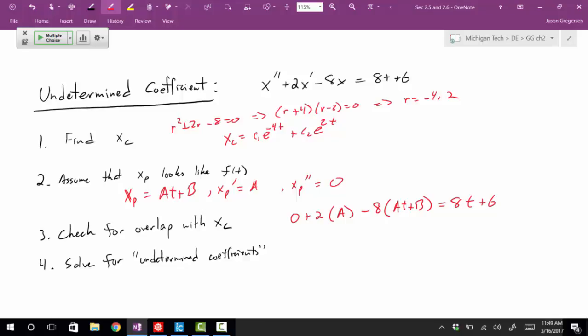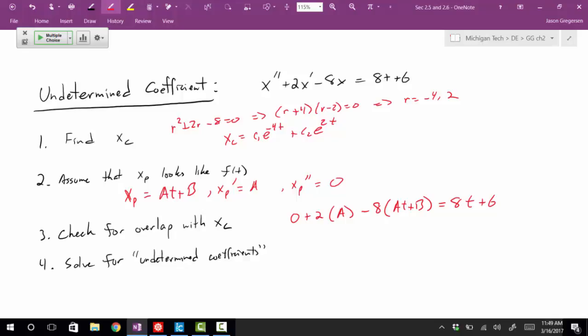Everybody see where that equation came from? You see those derivative calculations? The derivative is just A. The derivative is like t here. That derivative is 0. I just plug them in. x double prime, well, that's 0. Plus 2 times x prime. Well, if x prime is A, 2 times A. Okay? That's it. Now, how do we solve for A and B?